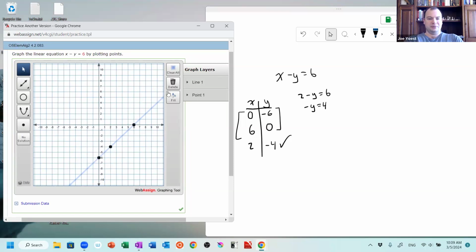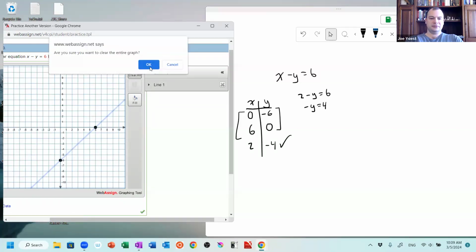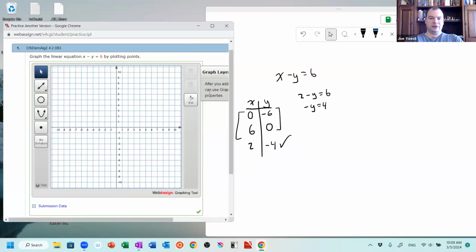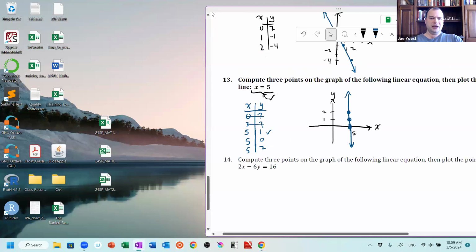And then if I was unhappy with this, I could clear all. I could delete a particular component, or I could clear all to clear the whole graph. So hopefully that little crash course gives you a little more insight into how to use that tool. And again, there's the supplement on Blackboard, and we also went through this last class, so you can refer back to last class where I went into a little more depth and went through a few different problems.